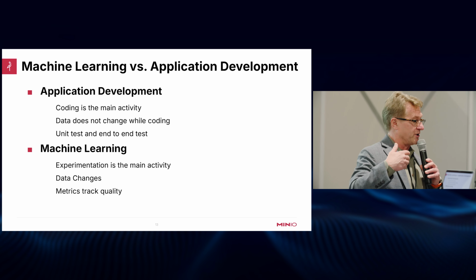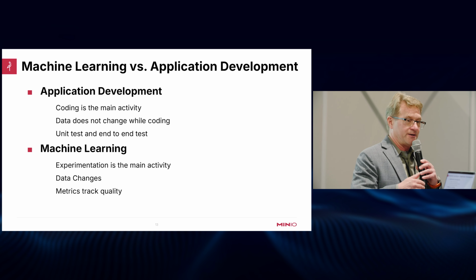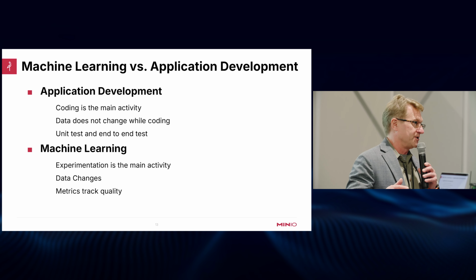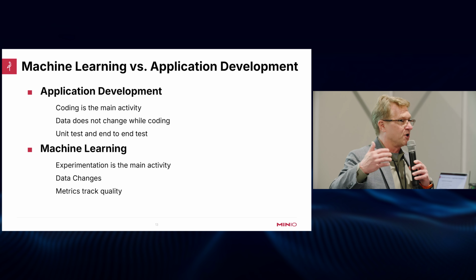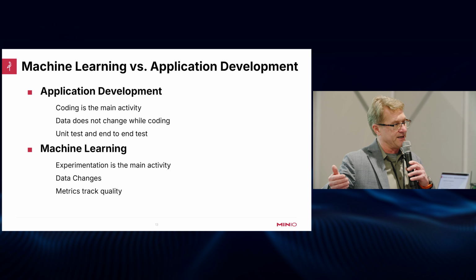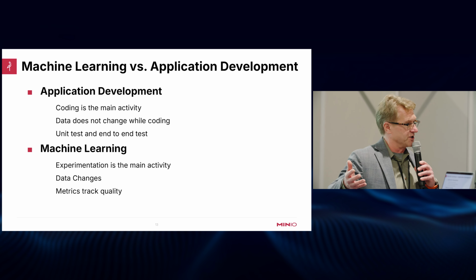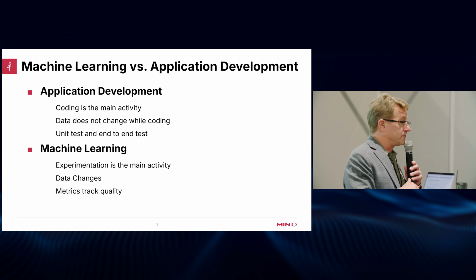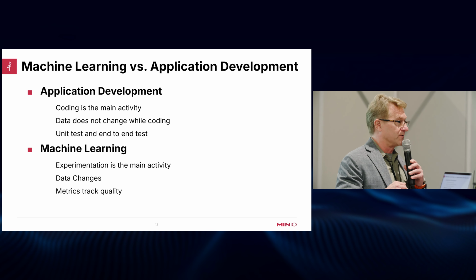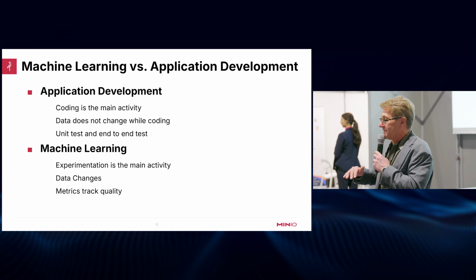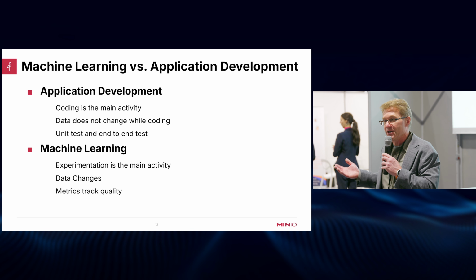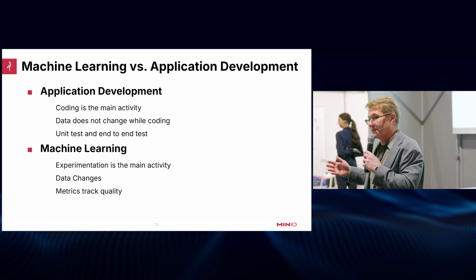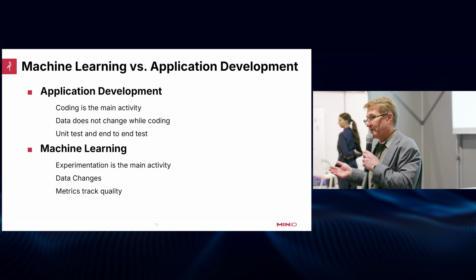When you build traditional software, you usually start coding, and your data does not change. And as you code, you build unit tests and end-to-end tests to judge the quality of your code. And coding is the main activity. When you train models, you really don't write a lot of code, and your data is always changing. And experimentation is the main activity. So as you're building your models, you want to keep track of all your experiments.